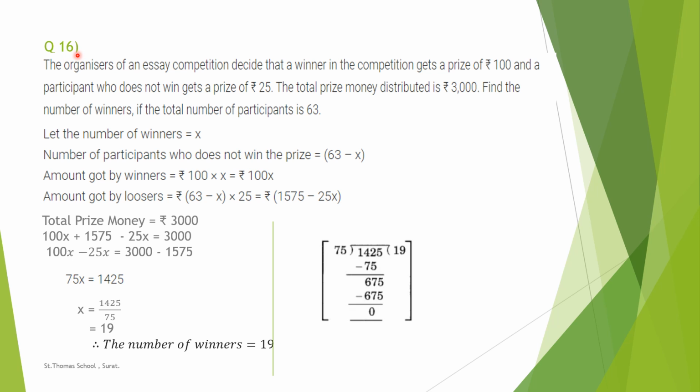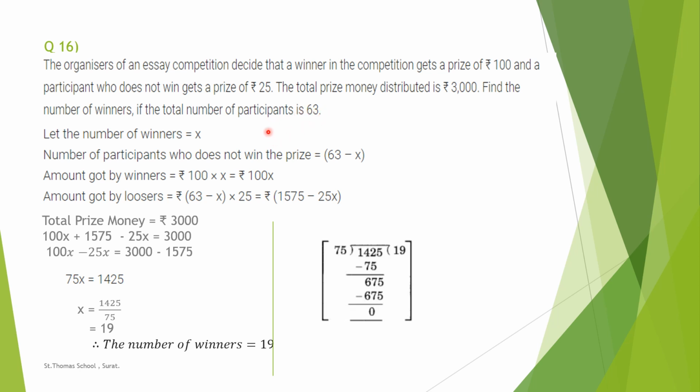Question number 16. The organizers of an essay competition decided that a winner in the competition gets a prize of rupees 100 and a participant who does not win gets a prize of rupees 25. The total prize money distributed is rupees 3000. Find the number of winners if the total number of participants is 63.